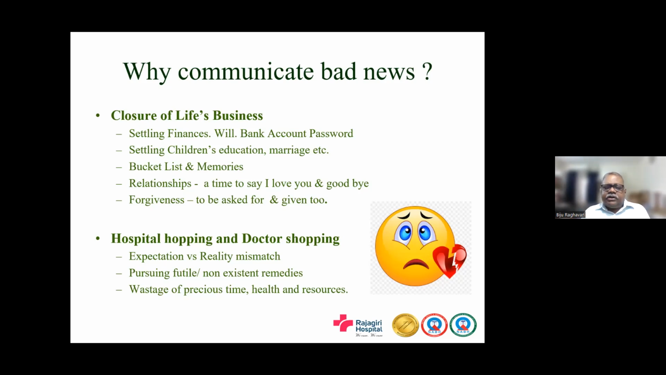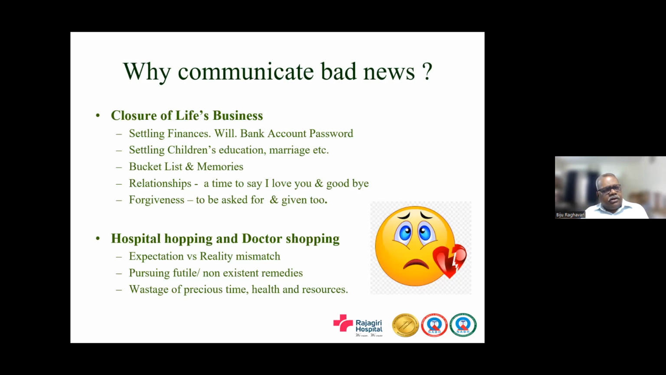Therefore, many important things to be done in our lives, we keep postponing, including writing a will or settling accounts, etc. So, if we have a disease which is incurable, progressive, advanced, and possibly a mortality in the near future, knowing this will help us finish a lot of loose ends that need to be tied up before we die. That includes, as I said earlier, financial matters.